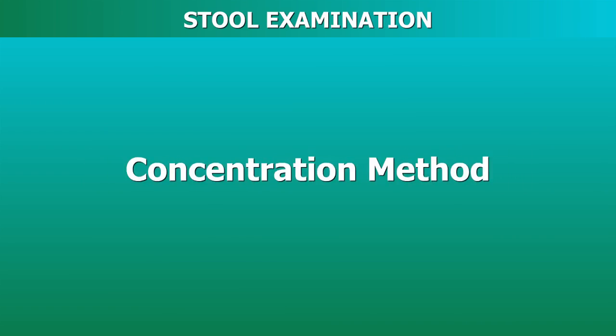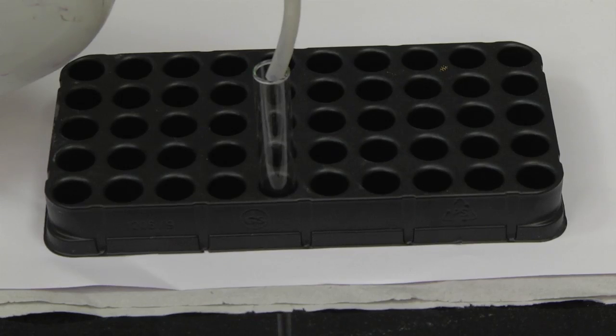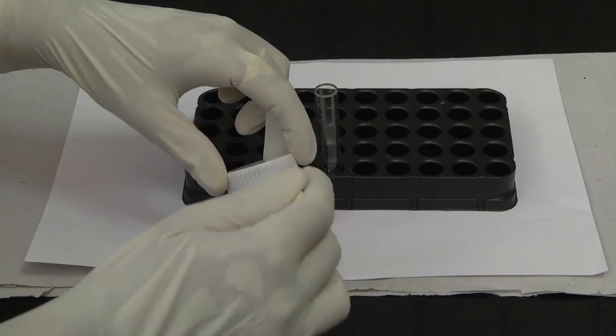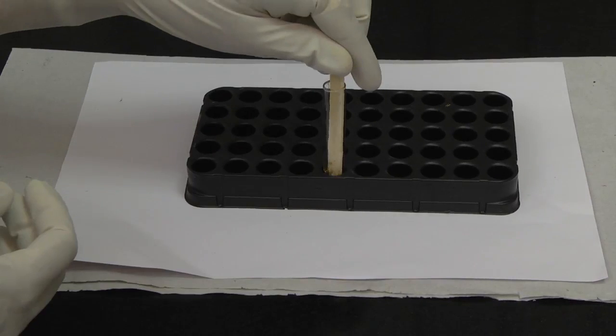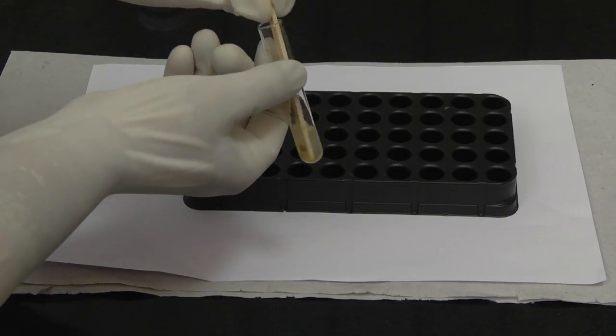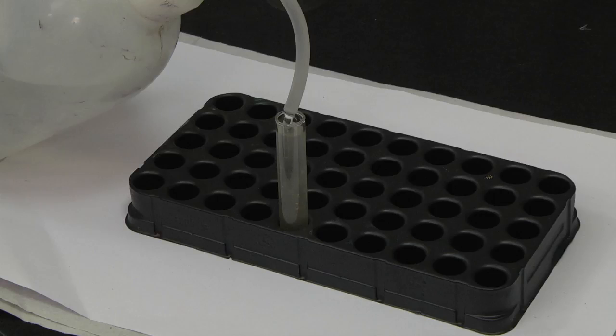Concentration method. If the number of parasites in the stool specimens is low, the examination of a direct wet mount may not reveal them, and hence the stool should be concentrated. Fill a test tube half with saturated saline. Add a small amount of stool in it and emulsify well with an applicator stick. Fill the tube to the brim with saturated saline.